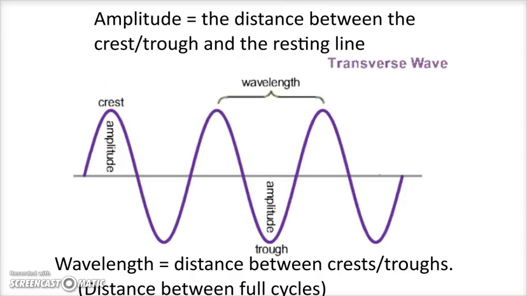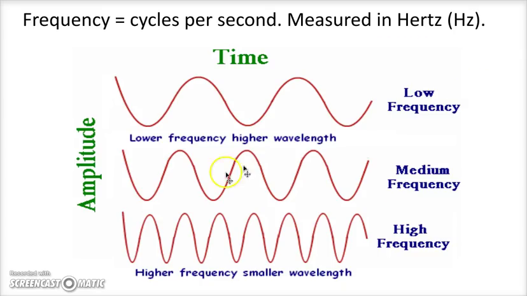Here's just a quick review of the properties of the waves because we're going to be discussing them today. Remember that amplitude is the distance between the resting line and the crest or trough, and basically it's the height of the wave. The wavelength is the distance between crests or troughs, the distance between full cycles, and the term frequency has to do with how many crests and troughs we have per second, because frequency describes how many cycles we have per second, and of course it's measured in hertz.